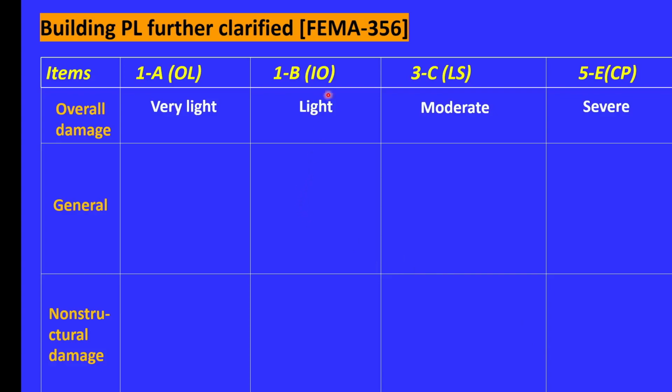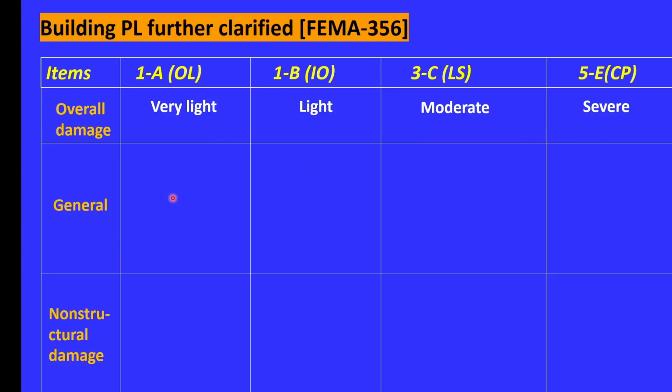Now building performance level we take further from FEMA 356 to understand the amount of damage. So damage conditions we have taken: overall damage, general damage and non-structural damage. From the FEMA documents we have taken the outlines, not everything together. So overall damage for the well building is very light, IO building is light, LS building is moderate, CP building is severe. This is the overall damage.